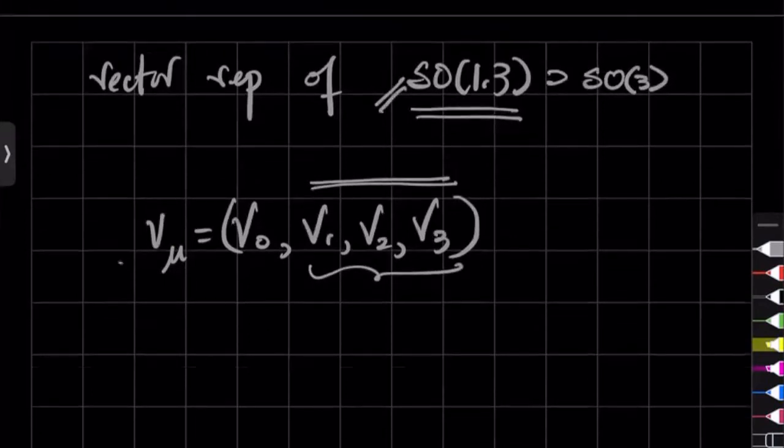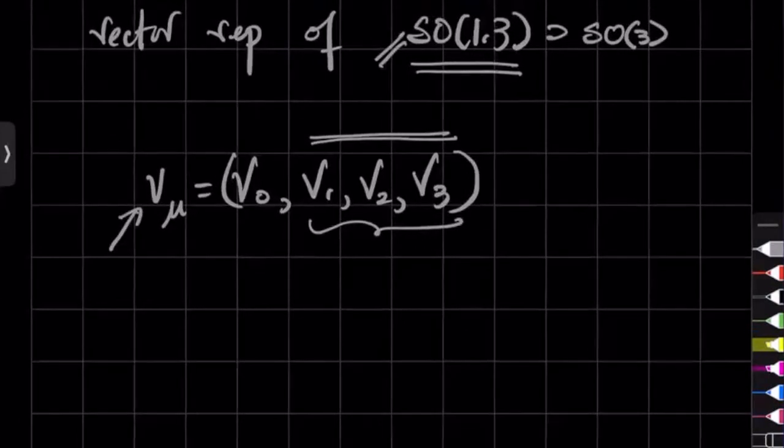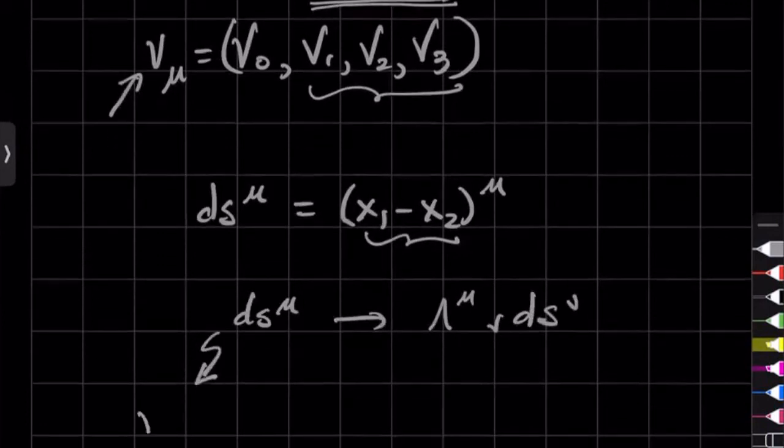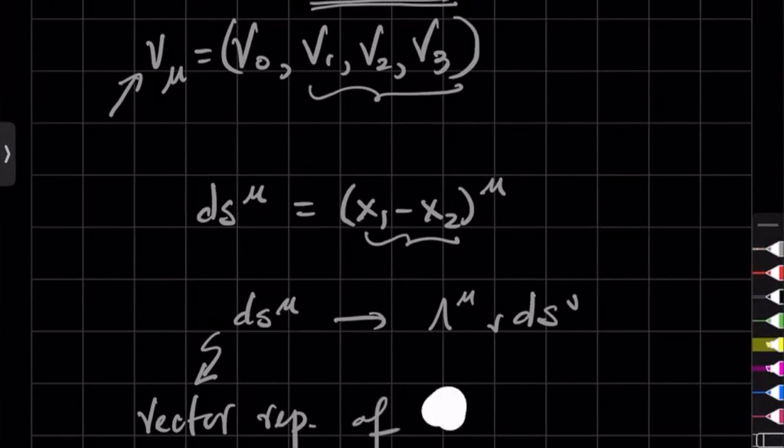So we need some kind of a vector. For example, if I take dx^mu, which is x1 minus x2 to the mu, so these are 2 coordinates, right? Now this thing under a Lorentz transformation goes like this, and so this is a vector representation of the Lorentz group SO(1,3), because we see 1 copy of the Lorentz matrix.